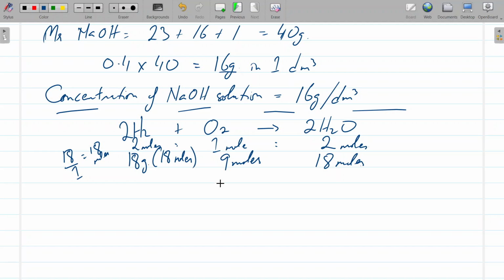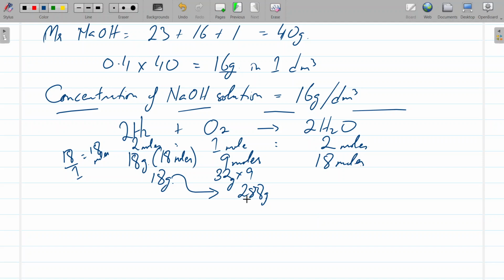Now, what's the mass of oxygen you're using? So 1 mole of oxygen gas is 32 grams multiplied by 9 moles, and that gives us what? 32 multiplied by 9. 288 grams. So interestingly, 18 grams of hydrogen need 288 grams of oxygen, which is obviously much more in terms of mass.